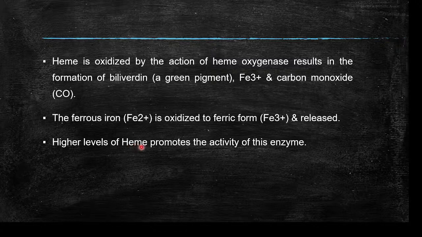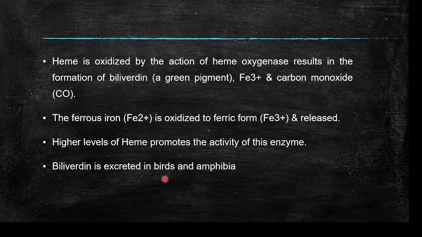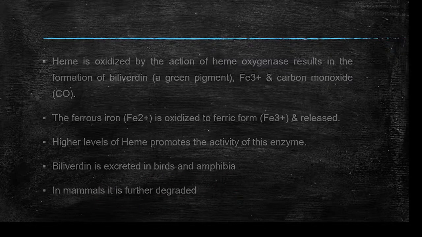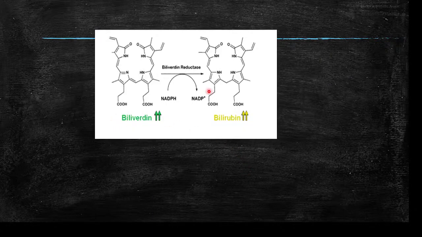Higher levels of heme promote the activity of this enzyme. That is, a higher level of heme will promote the breakdown of heme. Biliverdin is excreted in birds and amphibia, and in mammals it is further degraded. Further, biliverdin is reduced by the action of biliverdin reductase to bilirubin, which is yellow in color.